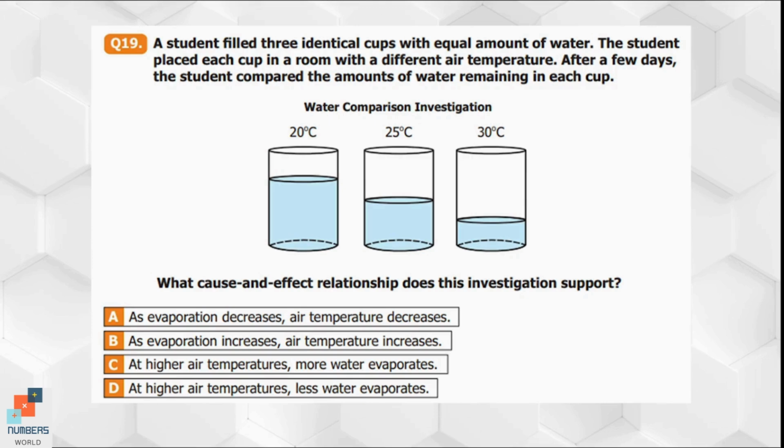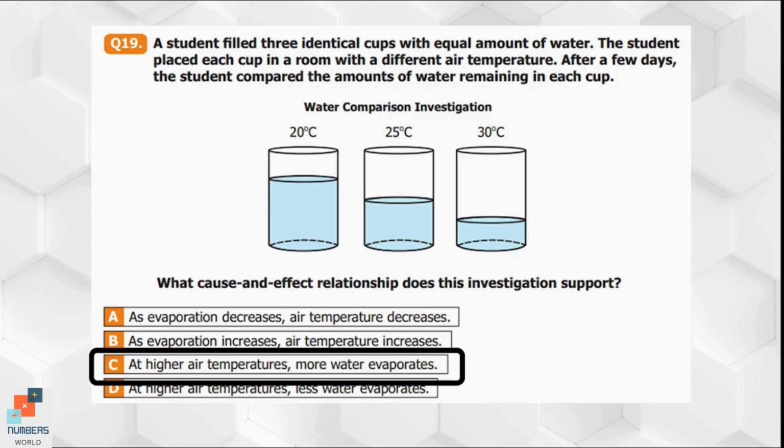So here at high air temperatures, water evaporates faster because heat energy makes water molecules move quickly. These fast moving molecules break free from the surface of the water and turn into vapor. Warm air can hold more water vapor, helping evaporation happen more quickly. The process continues as long as there is heat and the air isn't already full of water vapor. So that's why we will choose option C over here. At higher air temperatures, more water evaporates.